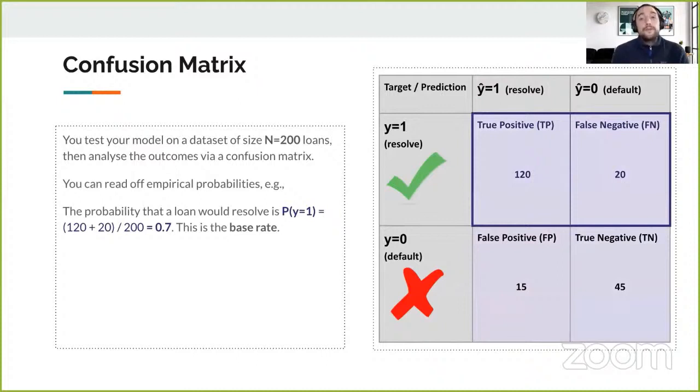You can read off empirical probabilities from the confusion matrix by looking at the ratio between cells. For example, to compute the probability that a loan will resolve, you would simply add the quantities in the top row and divide by the total number of loans. In this case, you would get 0.7. This is known as the base rate, since it is an estimate of the fraction of loans that would resolve if every applicant were given a loan.